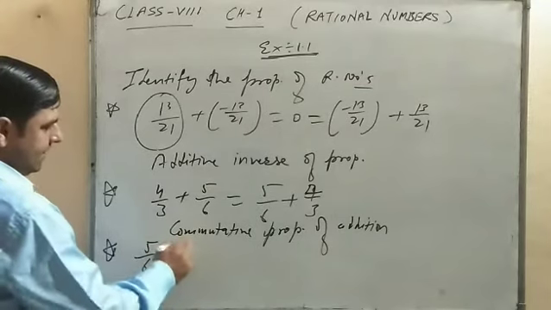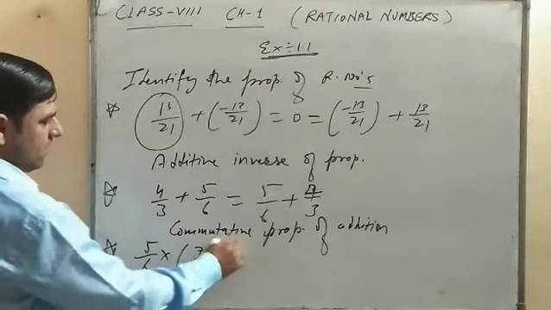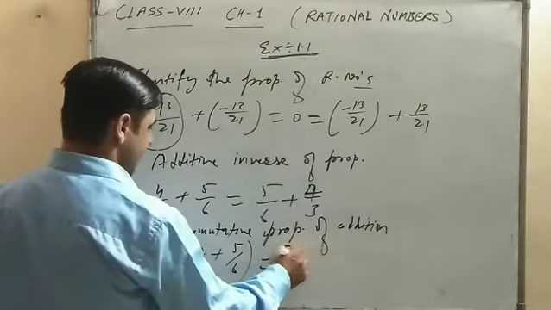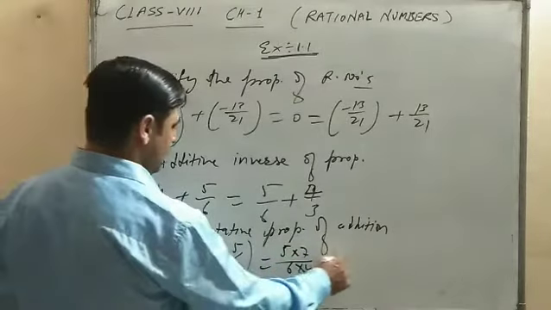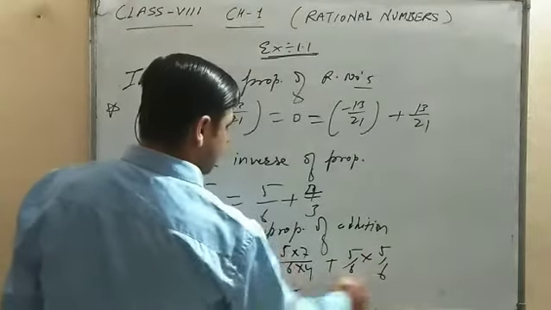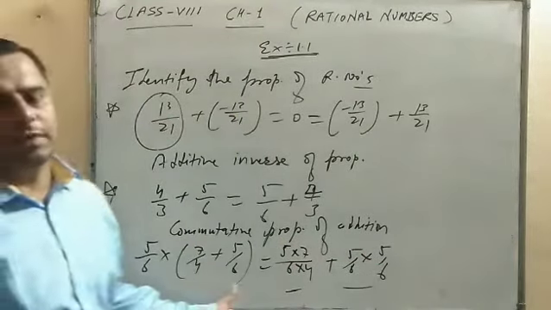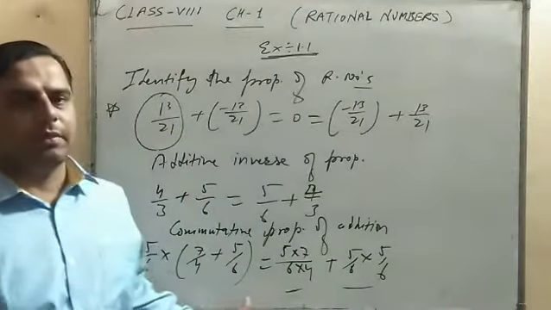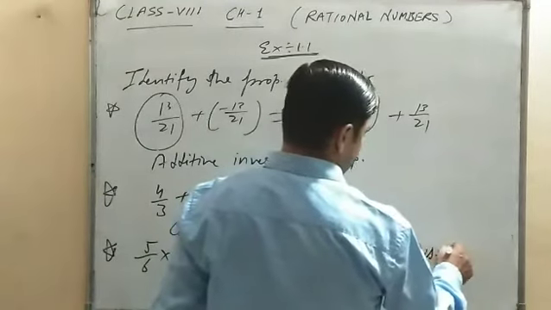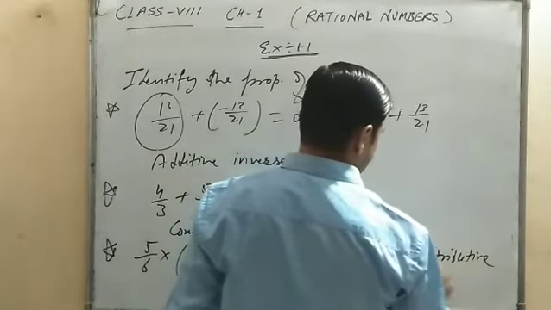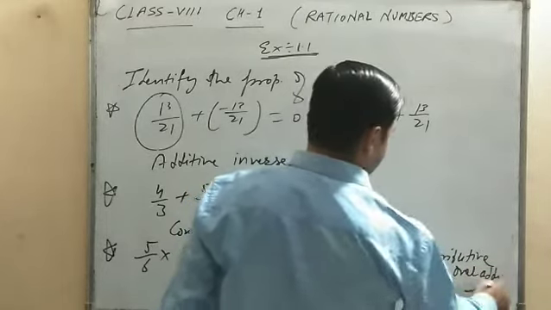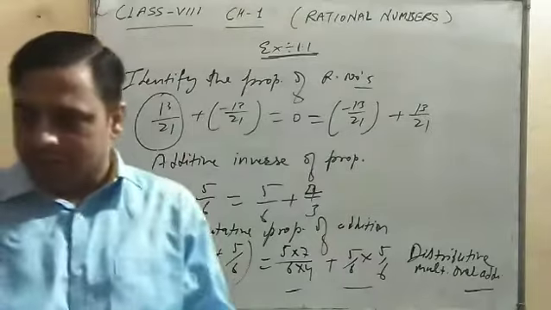Okay, and next one is suppose 5 upon 6 into (7 upon 4 plus 5 upon 6) is equal to 5 into 7 divided by 6 into 4 plus 5 by 6 into 5 by 6. So it is known as distributive property, distributive property of multiplication over addition.